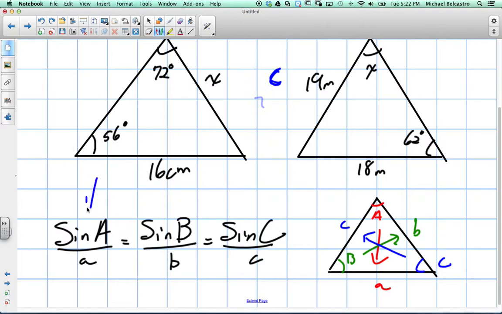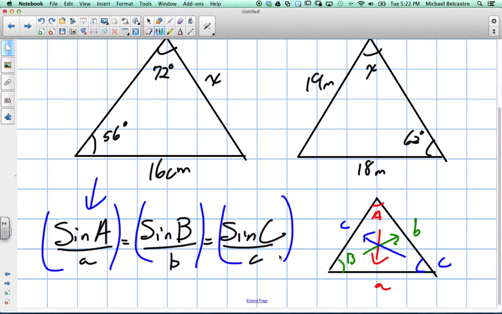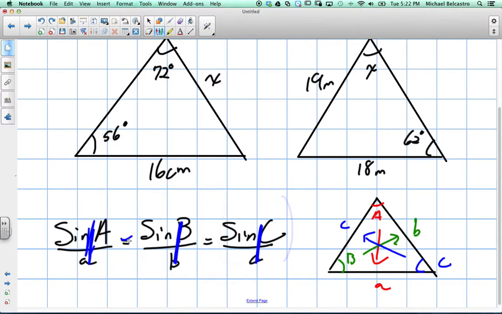Now, what this is, is a ratio. They call it sine law, but it should really be called sine ratio. We have three ratios here. It's saying the ratio of these two sides is equal to the ratio of these two sides is equal to the ratio of these two sides. And with ratios, it's the idea of equivalent fractions, so I only actually need to use two at a time.